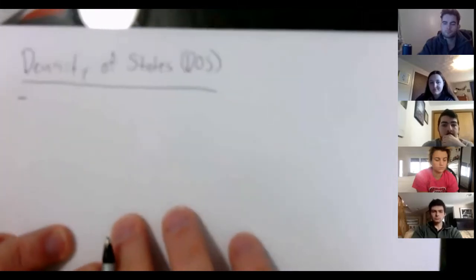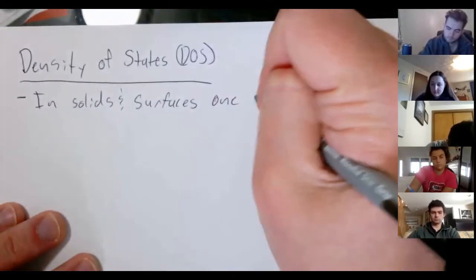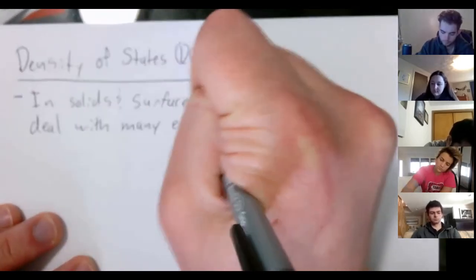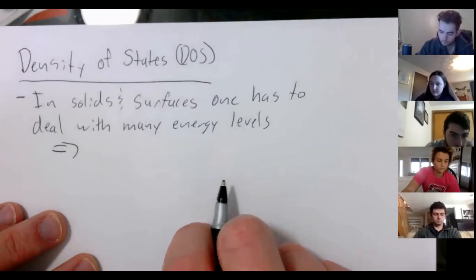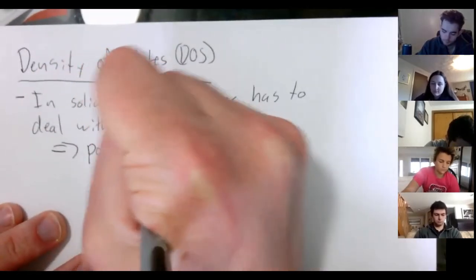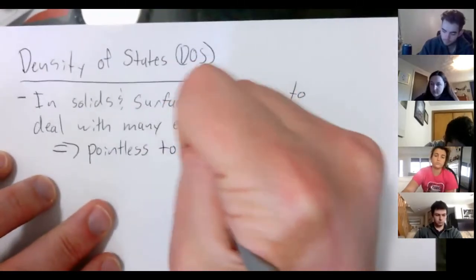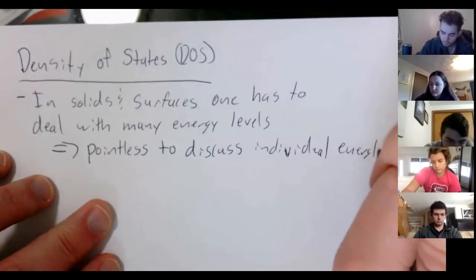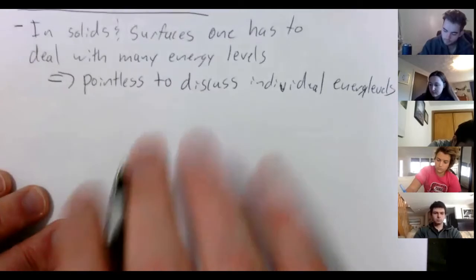So in solids and surfaces, it becomes kind of pointless to talk about just one energetic state. One has to deal with many energy levels. And it's really pointless to just discuss an individual energy level because there are so many of them. Whereas in chemistry, like solution-based chemistry, we do care about those discrete energy levels. Energy. So therefore, we try to utilize something called the DOS to discuss energy levels.